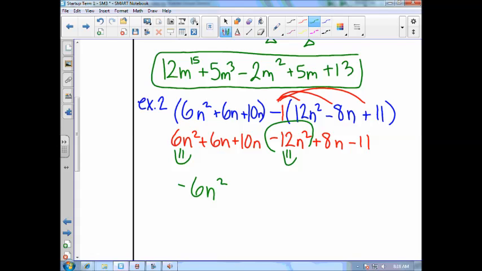Lacey, are there any other like terms? Look carefully, there are. 6n. What's the like term with 6n? What else just has an n? 10n. And what? Good, so she's called. There's 3 of them this time. Right? So 6 plus 10 is 16 plus 8.